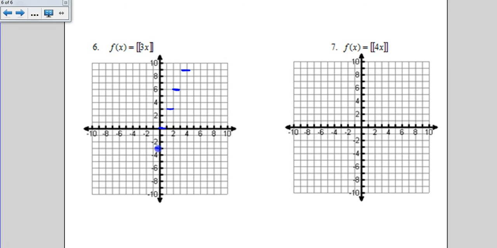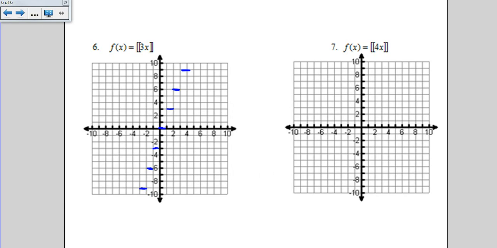So this guy will be at -3, -6, and -9. And again, I'm sure yours looks much prettier than mine, but that's what it looks like when you stretch it by a factor of 3.